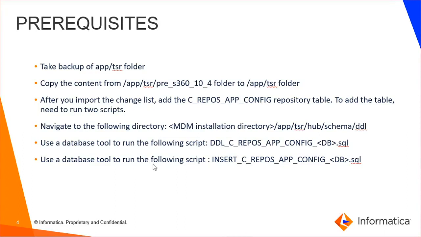For this, we have two scripts. The first one is the DDL command, which will create the table. We need crepos app config table, and the script of it will be available under app tsr hub schema DDL. Here, based on the database server you are working on, you have to select the SQL command and then run it. After creating the crepos app config table, we have to insert the data into the crepos app config table. This script will also be available in the same path.